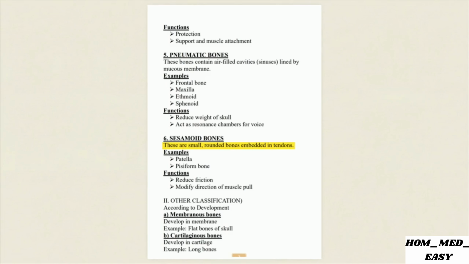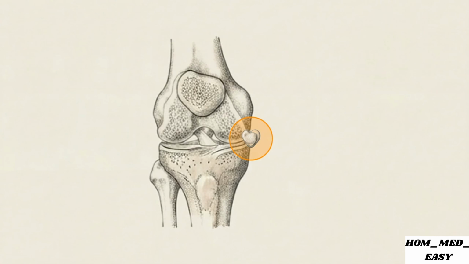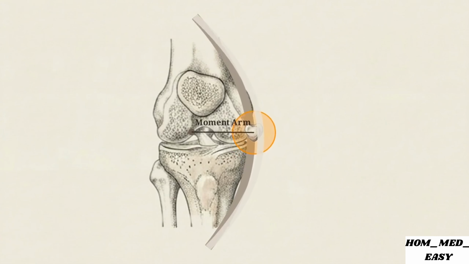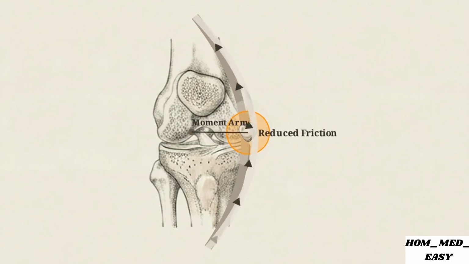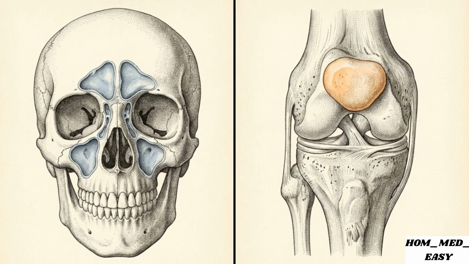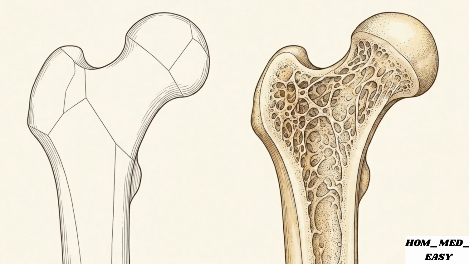Sesamoid bones are defined by their biological location. They are small, rounded bones embedded entirely within tendons. The patella is a primary example. Sitting inside the tendon, it acts as a biological pulley, modifying muscle pull direction and reducing mechanical friction. Pneumatic and sesamoid bones operate as evolutionary hacks, solving engineering problems like cranium weight and joint friction that standard bone morphology cannot resolve. Macroscopic shape explains what a bone does, but structural characteristics alone don't fully classify human osteology.